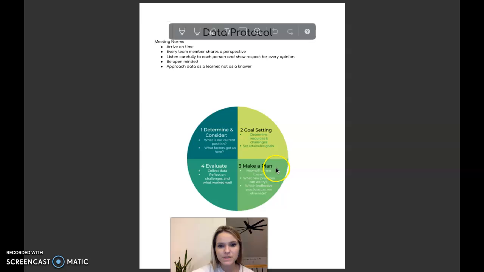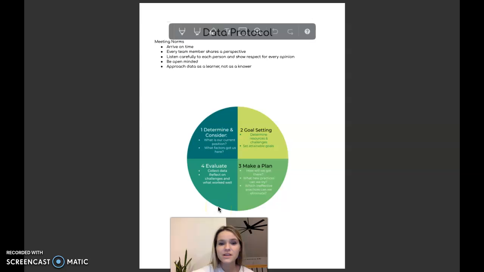The third step is making a plan. So for this step, you would just consider, how are we going to do this? How can we make this happen? What new practices can we try? And which ineffective practices can we get rid of? So those things that are not engaging our students, we're not seeing a lot of benefit in, let's just eliminate those and bring in some new and better research-based ideas.